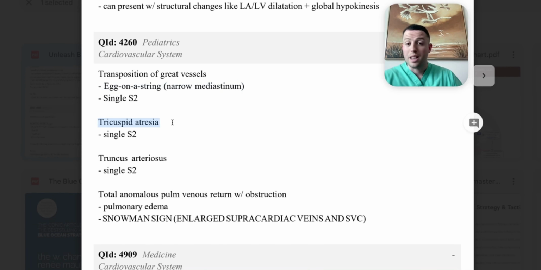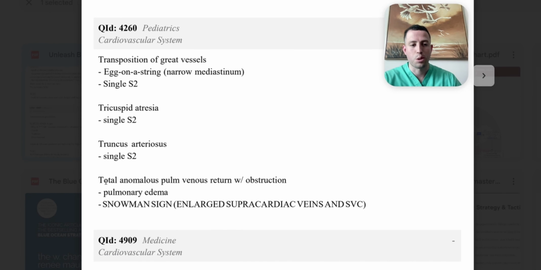If you have tricuspid atresia, then this will present as a single S2, just like the transposition of great vessels, and also just like truncus arteriosus. All three can present with a single S2. And so you can remember the T has two strokes, a horizontal and a vertical for the letter T, and it's a single S2.